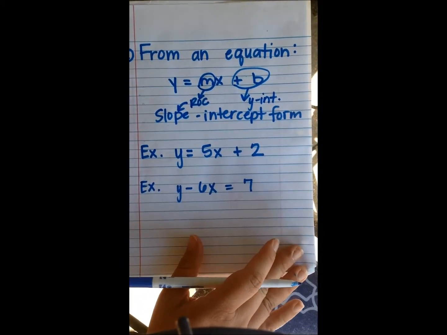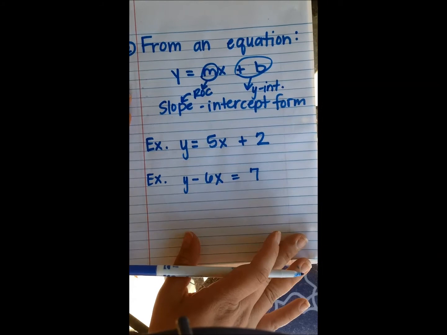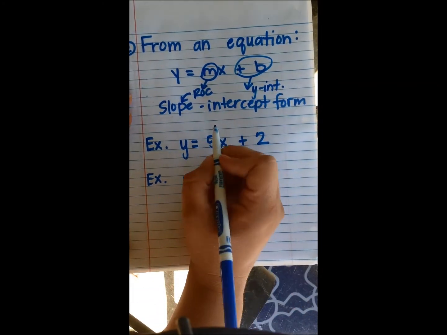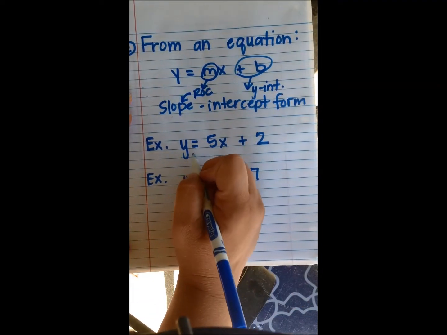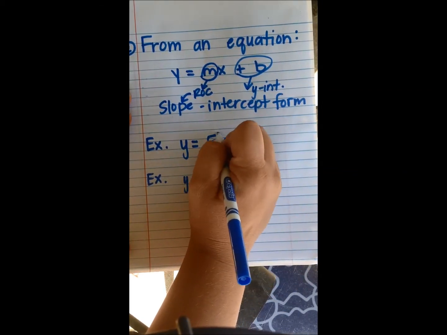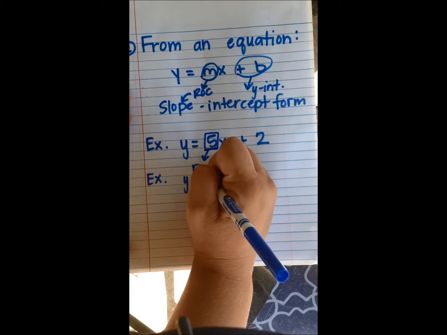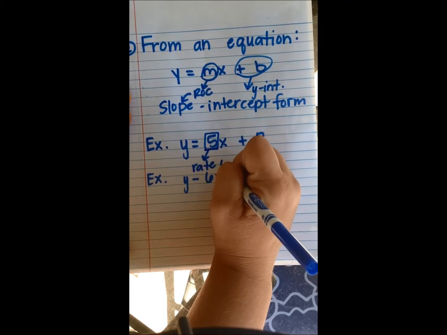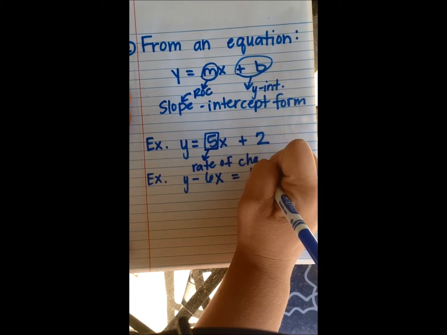Okay? So in our first example here, our equation already is in slope-intercept form. It says y equals 5x plus 2. So our rate of change is just the number right here in front of the x. Our rate of change is 5.